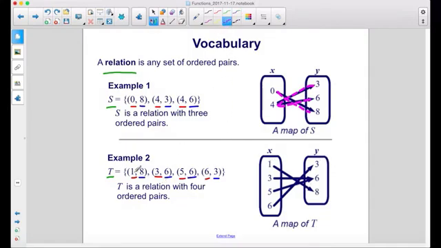So an X value of 1 maps to a Y value of 8. 1 goes to 8. 3 goes to 6. 5 also goes to 6. So X value of 5 points at a Y value of 6. And X value of 6 maps to a Y value of 3. So these maps will help you visualize what you see when you see one of these sets.